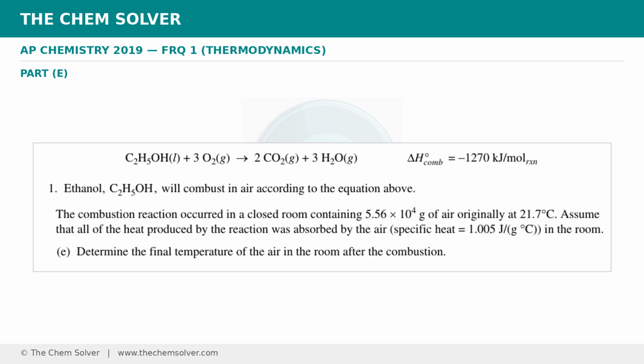The combustion reaction occurred in a closed room containing 5.56 × 10⁴ grams of air originally at 21.7 degrees Celsius. Assume that all of the heat produced by the reaction was absorbed by the air. Specific heat = 1.005 J/g·°C in the room. E. Determine the final temperature of the air in the room after the combustion.